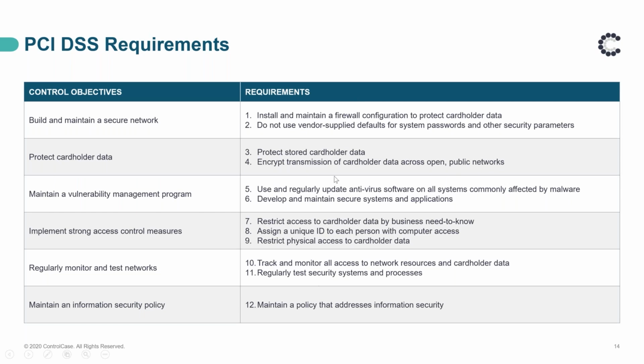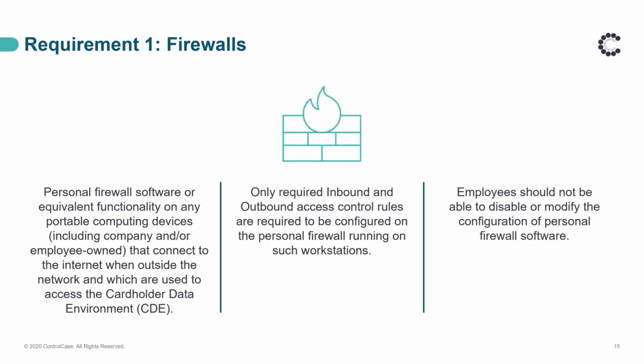And again, I'm not going to go through all of these, but there are 12 requirements. And so we will go through individually each requirement and its implication from a zero trust principle. So firewalls, which is requirement 1 of PCI DSS. Requirement 1 of PCI DSS is around firewalls for all of you who are familiar with PCI DSS.